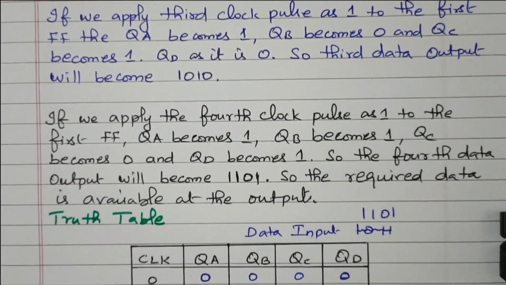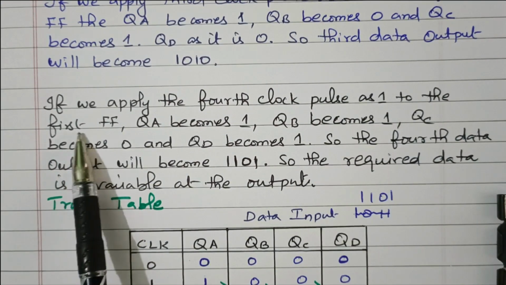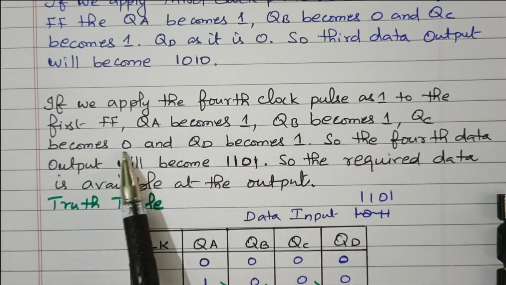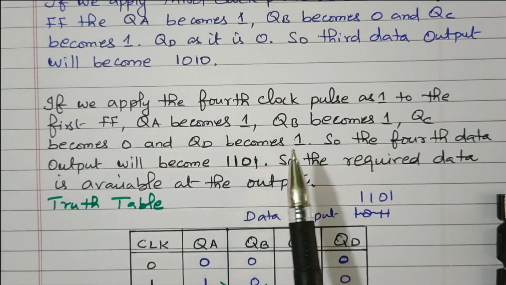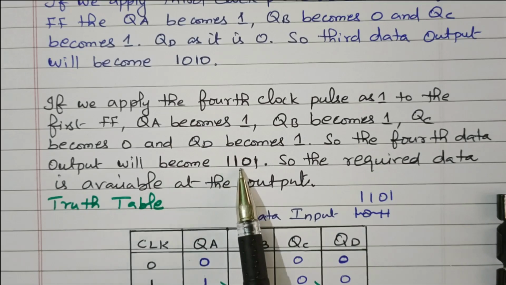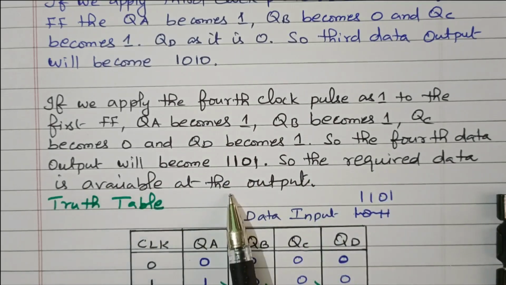While applying the fourth clock pulse as a 1, what happened? Again the data is shifted. QA becomes 1, QB becomes 1, QC becomes 0, QD becomes 1. One step is moving, so the output will become 1101. So the required data is available at the output. What we discussed in the diagram is given in the description.